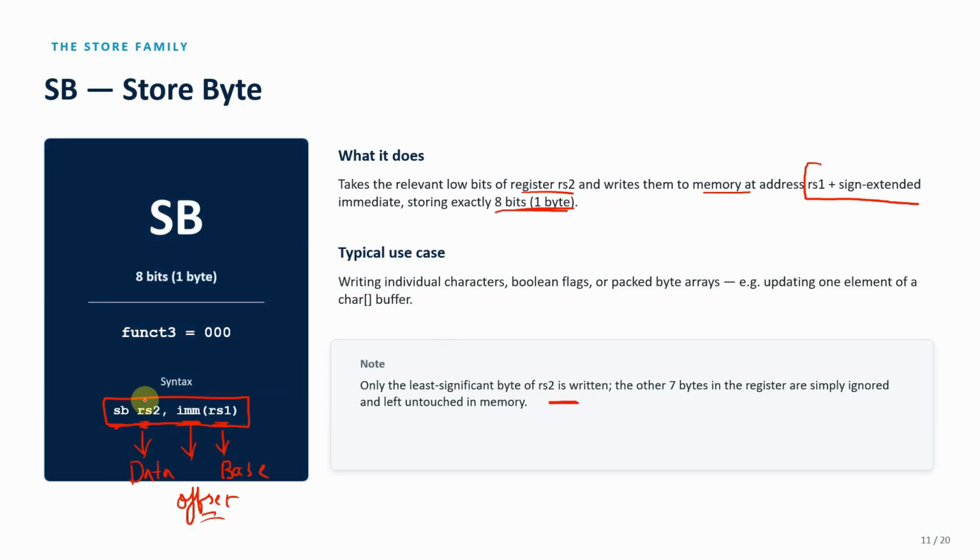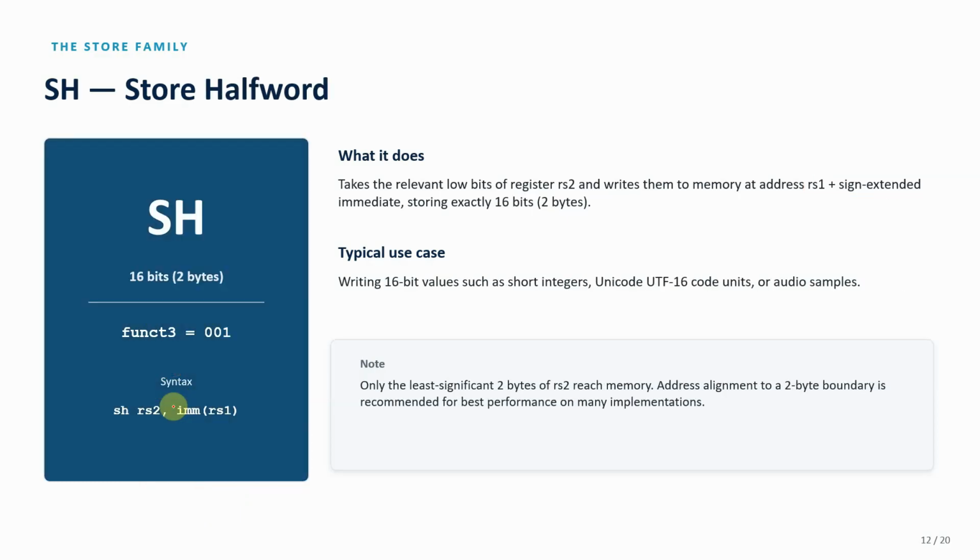So RS2, if you remember, as we have discussed in our previous sessions also, is a 32-bit register, right? But from this 32-bit register, I'm only going to take the least significant byte of data, and I'm going to store it into the memory address which was specified. Now, in the case of my store half word, I'm going to store a half word in my memory.